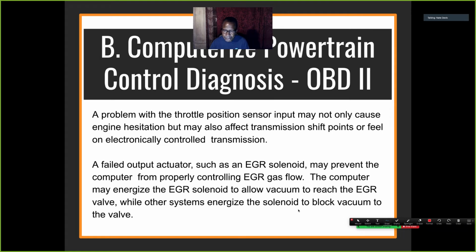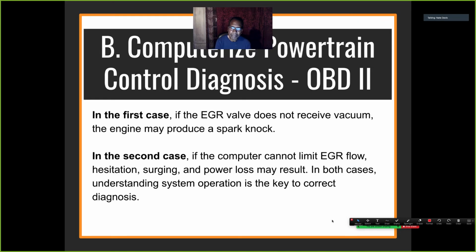Like on the ASE test, it says the PCM is supplying a ground signal, a pulse-width modulated signal to the EGR solenoid, but the vehicle still may have high emissions, like high NOx. They give you a couple of choices. If I got power and I got a signal, and the valve is not working, I can either have a vacuum related problem, a solenoid problem, an EGR valve problem, or a port related problem. This is what this paragraph is saying. In the first case, if the EGR valve does not receive vacuum, the engine may produce a spark knock, that's pinging.